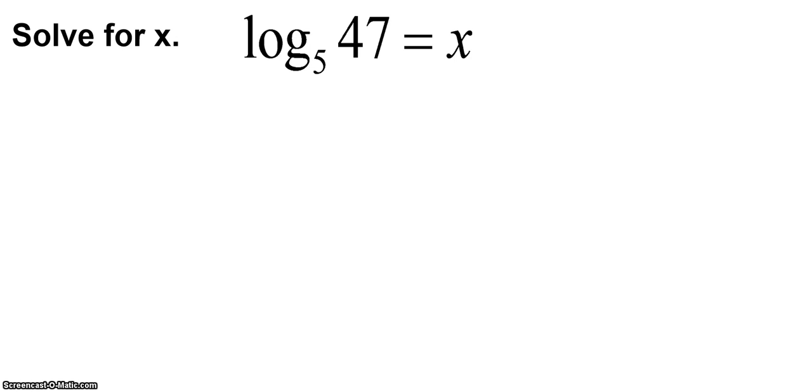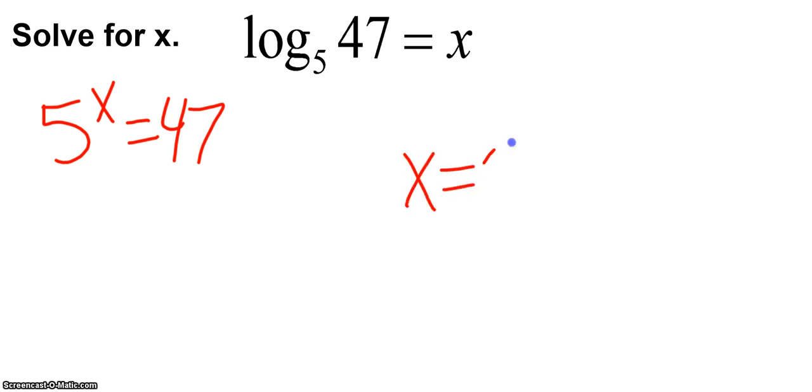Same thing with this one, log base 5 of 47. Now, you could convert this to exponential if you want, and you'd get 5 to the x equals 47. But unfortunately for us, there's nothing 5 to any power, a really easy power, that'll give us 47. So this is where we actually have to use our calculator. Now, when you plug it in, math alpha math, or other methods, if you put it in your calculator, you would get, let's see, x equals 2.392.